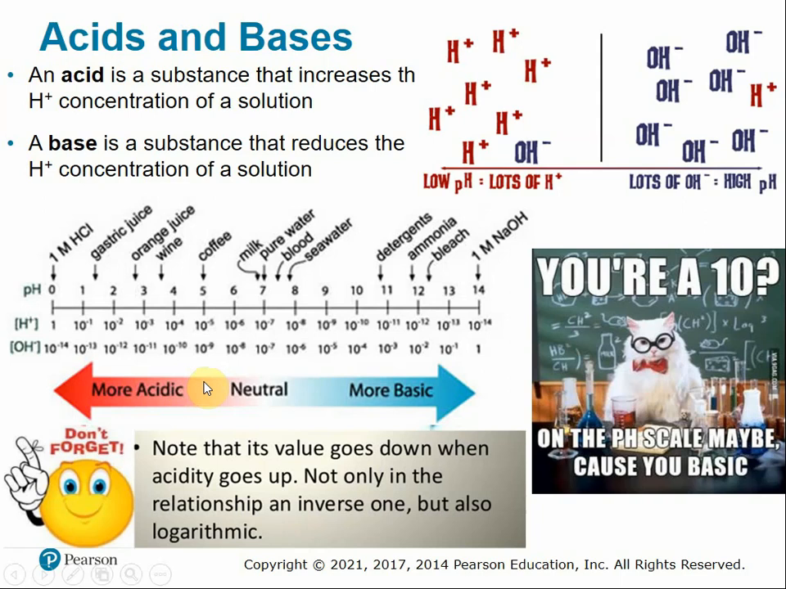Most students tend to think, right, the more acidic something is, the higher the pH number. But it's actually the opposite. So lower pH values are more acidic and have greater hydrogen concentrations.